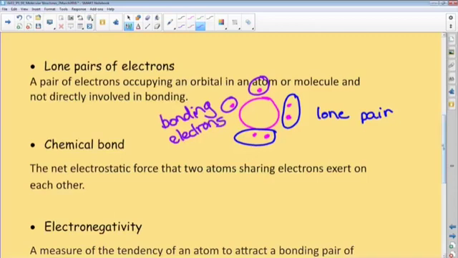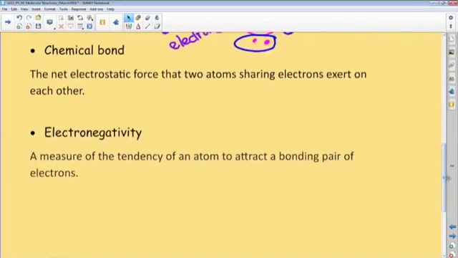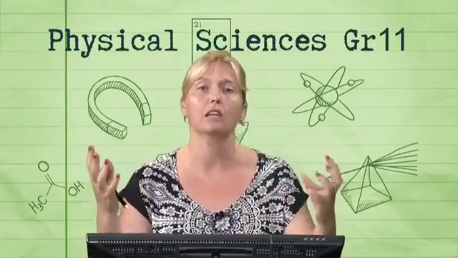Okay? The next one is a chemical bond. So what is a chemical bond? It's the net electrostatic force that 2 atoms sharing electrons exert on each other. I want you to please make note of this phrase here, net electrostatic force. Electrostatic forces, or an electrostatic force, is the positive and the negative that we have in substances. So we say that protons have got a positive charge and electrons have got a negative charge, and that opposites attract. We say the positives and the negatives attract.